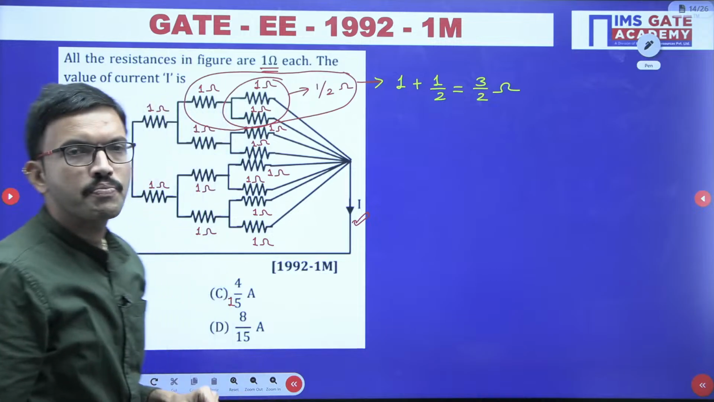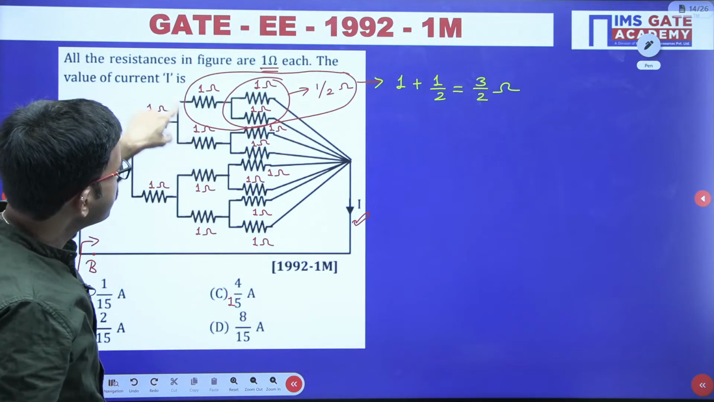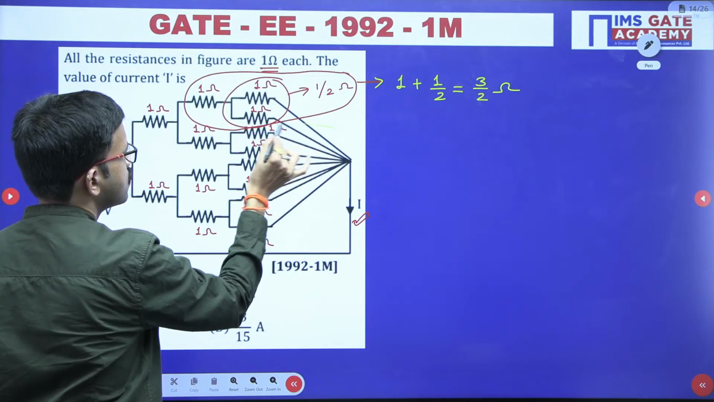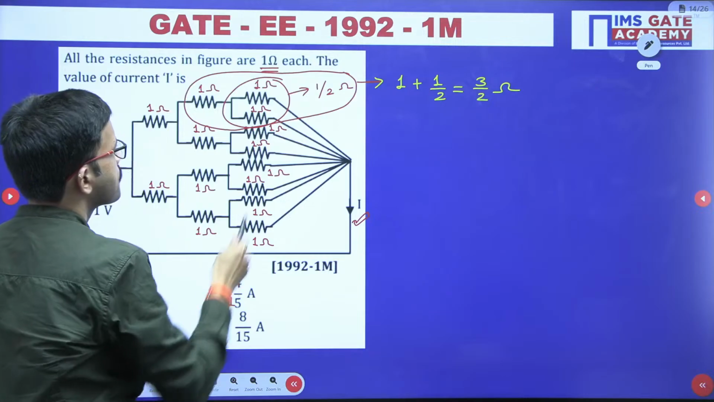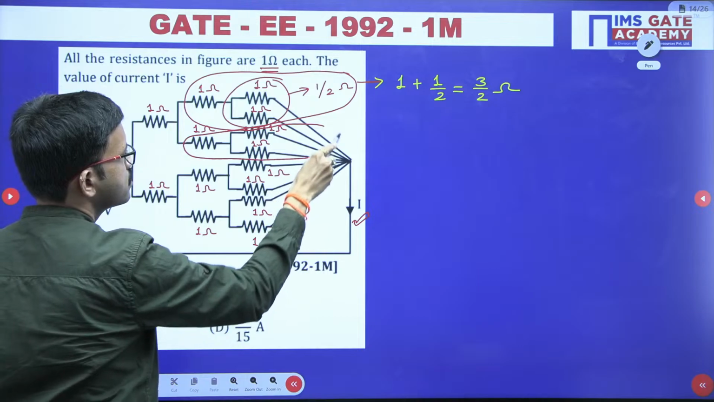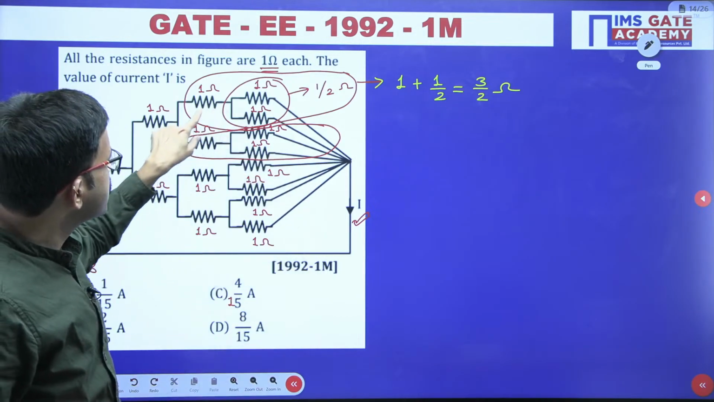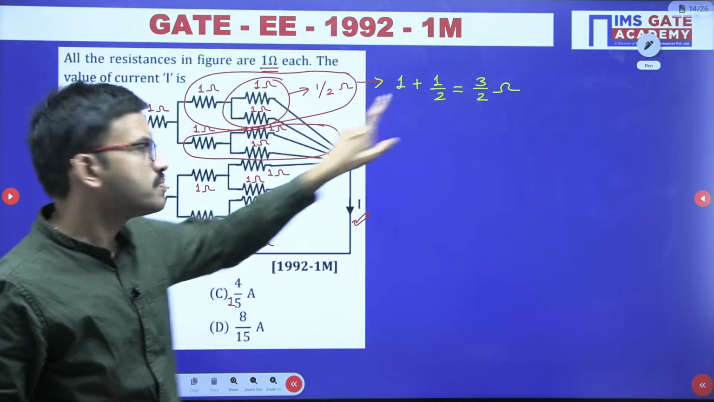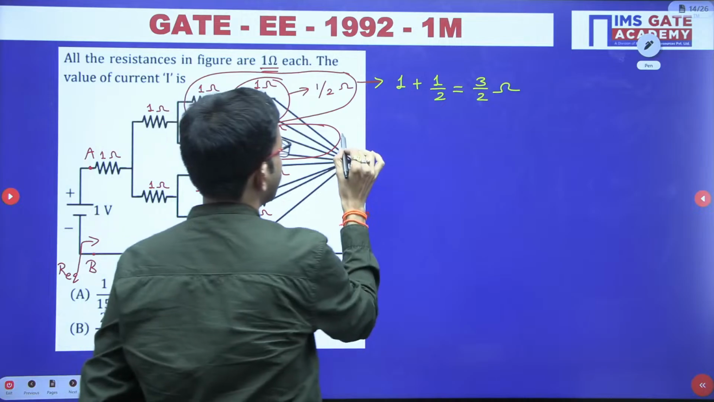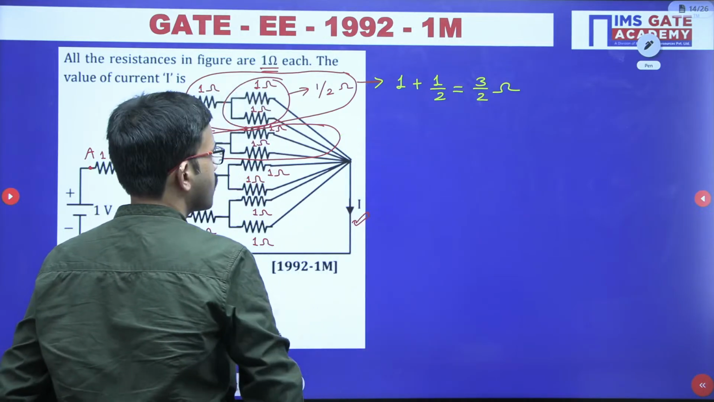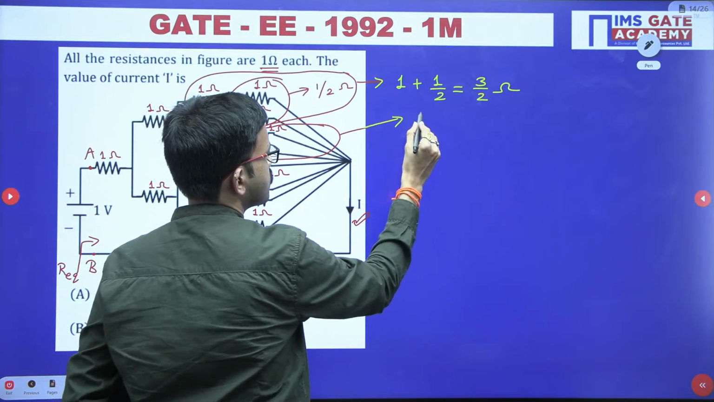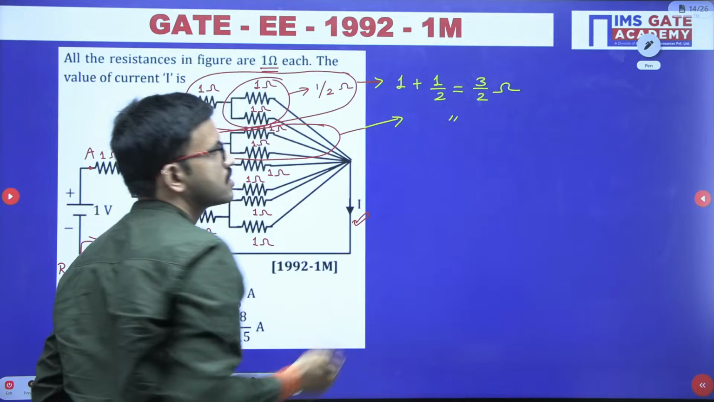Now if you carefully observe, whatever this network you are having, a similar part you are having here also. Just now we have calculated this part as 3 by 2. So that means here also you will get the same thing. We need not calculate further. Same answer, 3 by 2 ohm.